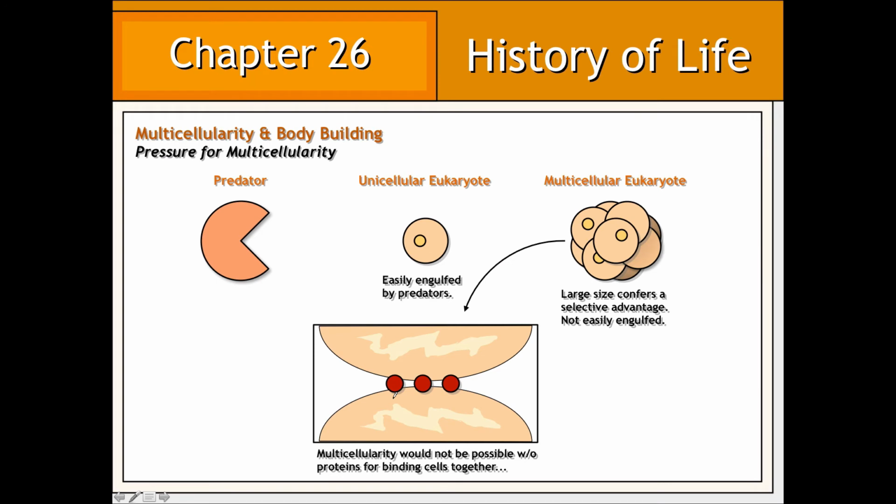The existence of certain proteins within the plasma membrane of early eukaryotic cells may have enabled them to bind together to give rise to the first multicellular organisms. As we will see, the selective pressure initiating the organization of free-living unicellular eukaryotes into multicellular complexes may have been predation.